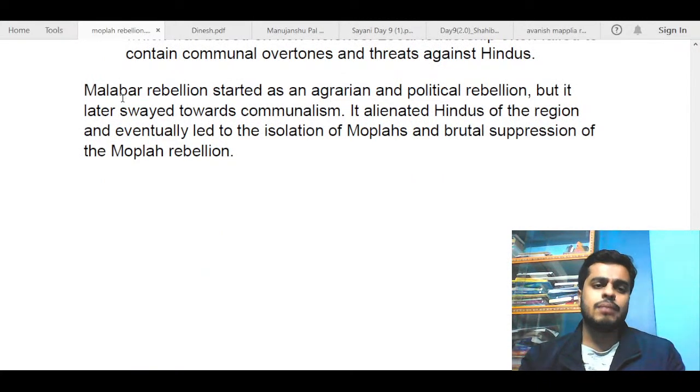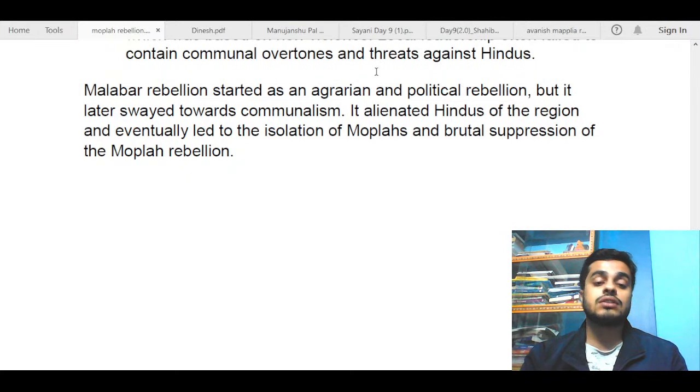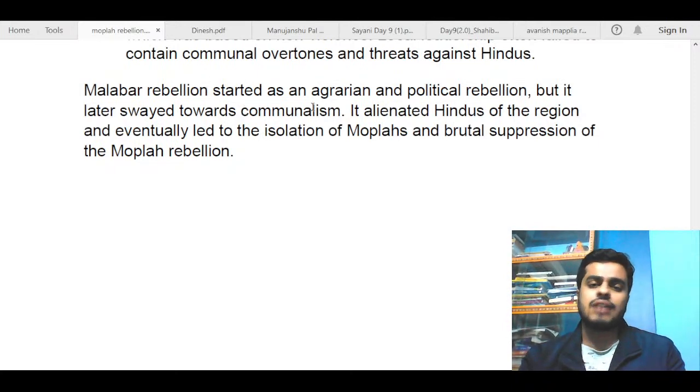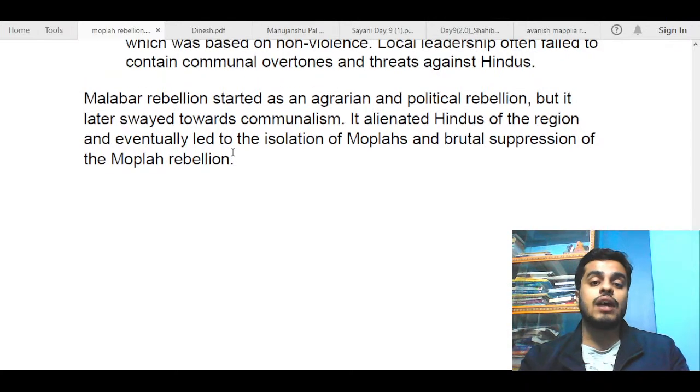So I had concluded it by saying that the Malabar Rebellion started as an agrarian and political rebellion. As I told you, this discontent was against the British as well as the landlords, but it was not against Hindus specifically. But since the landlords were Hindus, it started to sway towards communalism. It alienated Hindus of the region and eventually led to the isolation of Moplahs and brutal suppression of the Moplah Rebellion. So finally, it was suppressed by the British. So this could have been the conclusion of this answer. You can see that I've just summarized. I've talked about agrarian and political rebellion, and also talked about religious communalism, and then just ended the answer. So this was the basic framework of the answer for today.